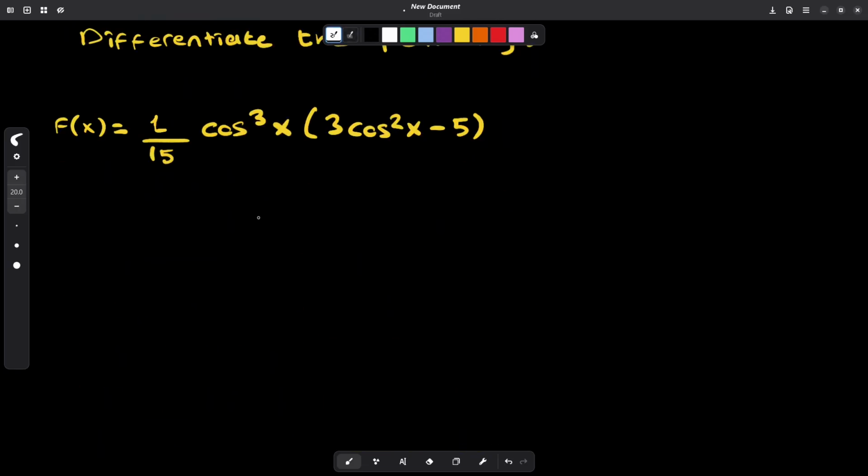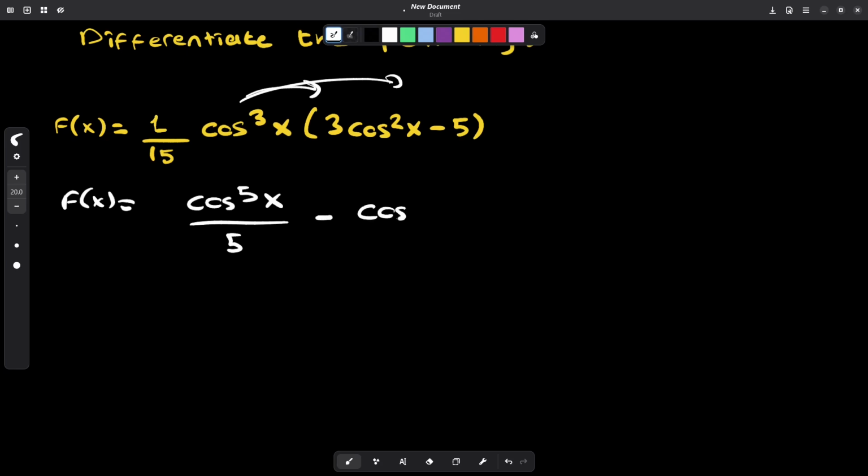Again, differentiate the following. What can we do? Let's start with playing with the form a little bit. No matter what, it will probably be a long solution, but alright. Cosine to the 5th power here, and this is over 5. I'm multiplying it. Minus cosine cubed x over 3.